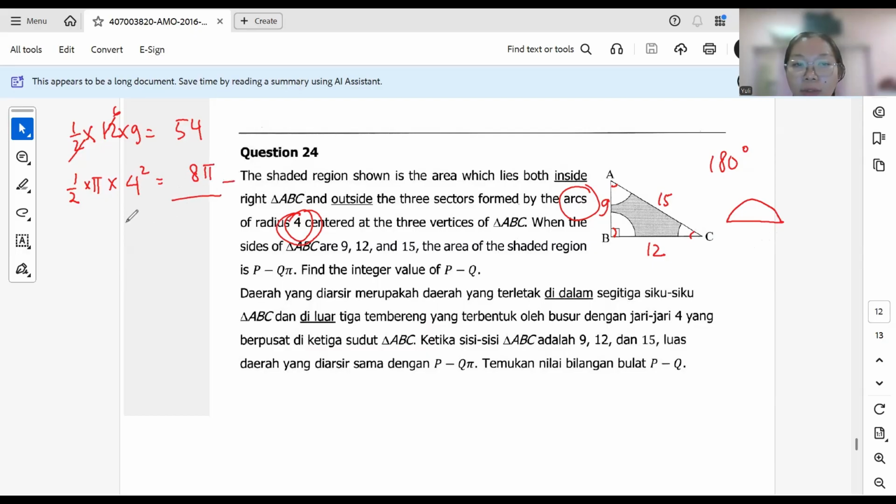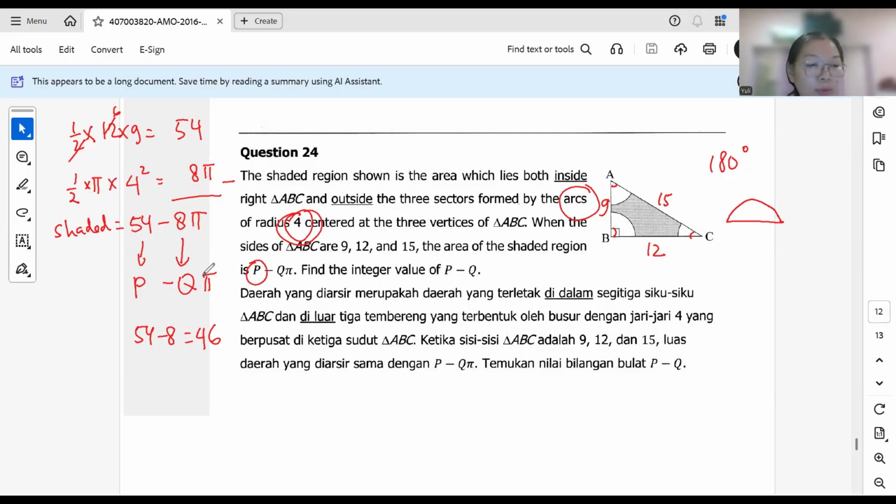The shaded region will be 54 minus 8 pi. This is the shaded region. So the P, this is the P, right? And then this is the Q. So P minus Q, 54 minus 8. That's the answer. The answer is 46.